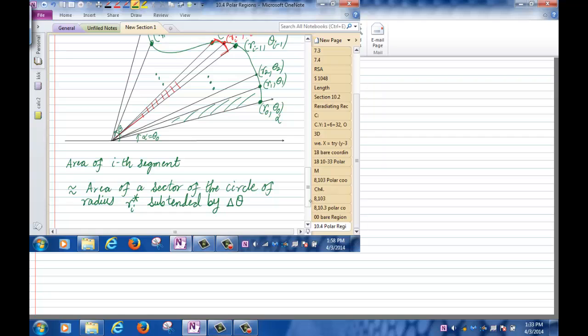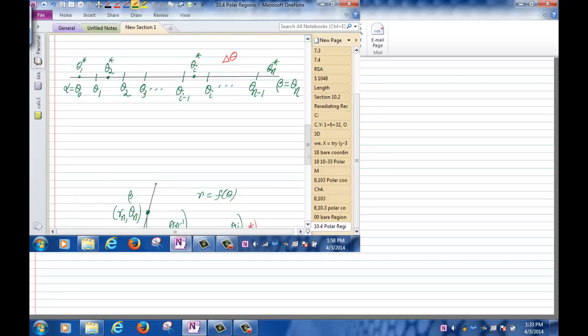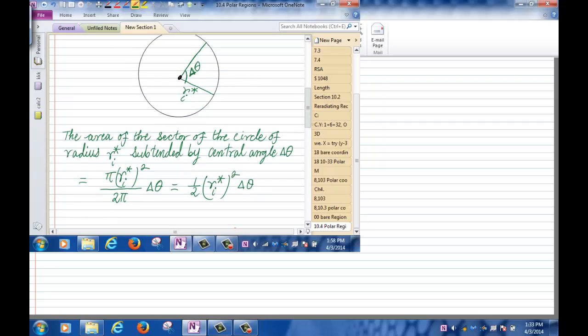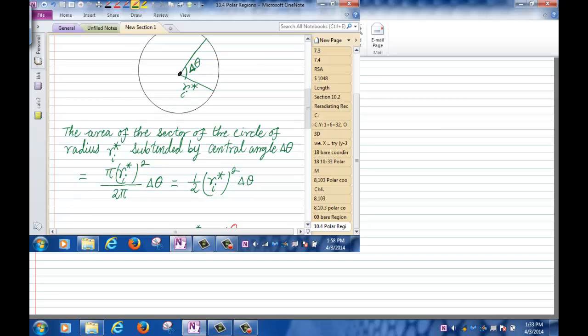The ith segment, I'm saying let's approximate the area of that by using the area of a sector of a circle of radius Ri star subtended by the angle delta theta. And what is that area? We computed that area, right? Remember this fact? The area of a sector of radius Ri star subtended by delta theta is what?